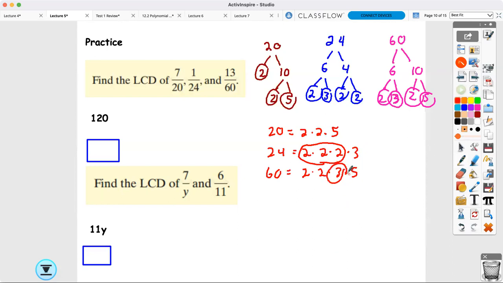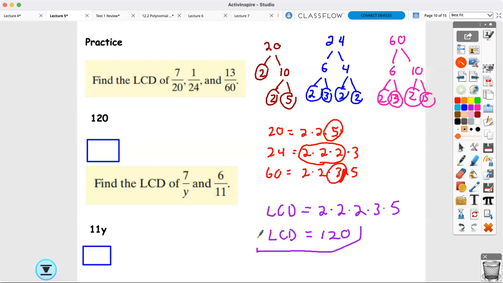Good. Now, what about the next one? Are we done or do we have one more factor to go? The 5. Good, good. Now to get the final answer, guys, what do we do with the circled numbers? Multiply them. So 2 times 2 times 2 times 3 times 5. Multiplying all of these will give you 120. And we're done.